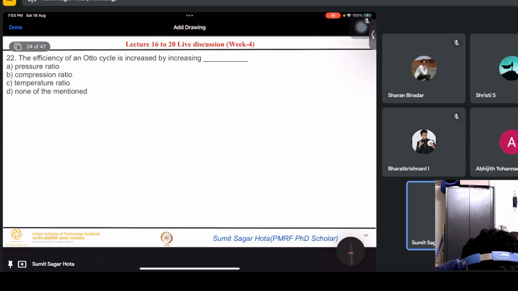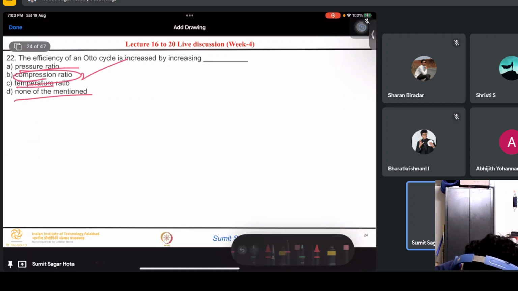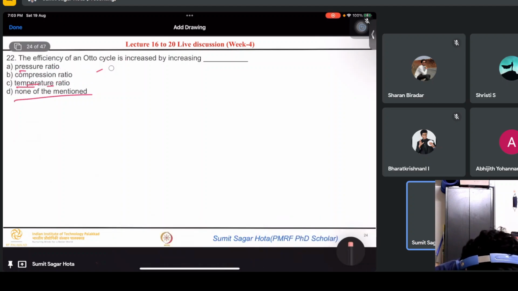Otto cycle efficiency is increased by increasing what? Pressure does not matter, temperature does not matter, none of them. So compression ratio is the answer. No need to even see what the question is, directly the answer is that.